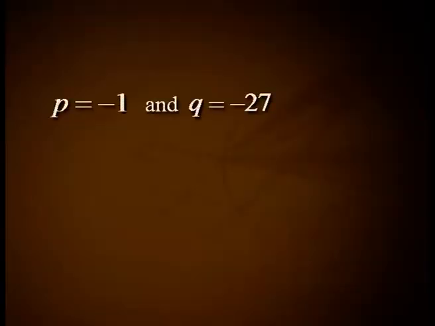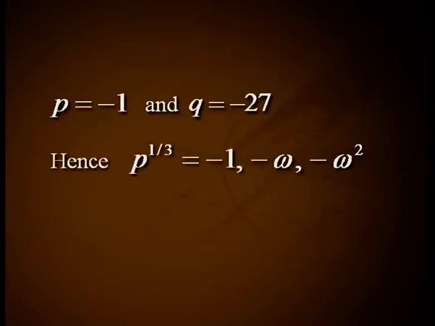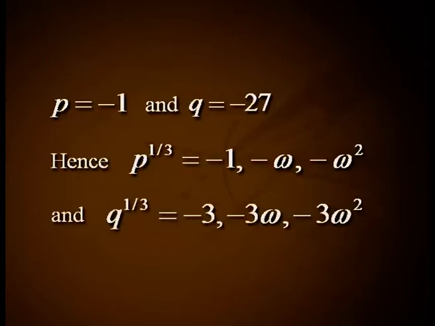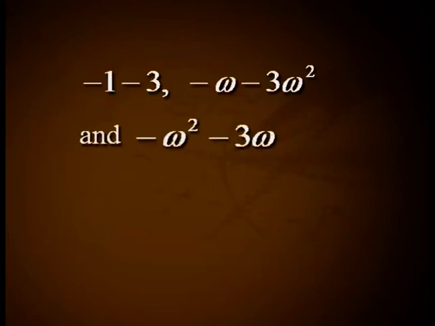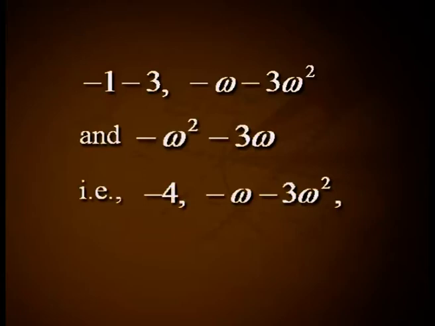From equations 10 and 11, we get p = −1 and q = −27. Hence, p^(1/3) = −1, −ω, −ω² and q^(1/3) = −3, −3ω, −3ω², where ω is one of the imaginary cube roots of unity. Hence, the roots of the given cubic are −1 − 3, −ω − 3ω², and −ω² − 3ω. That is, −4, −ω − 3ω², −ω² − 3ω.